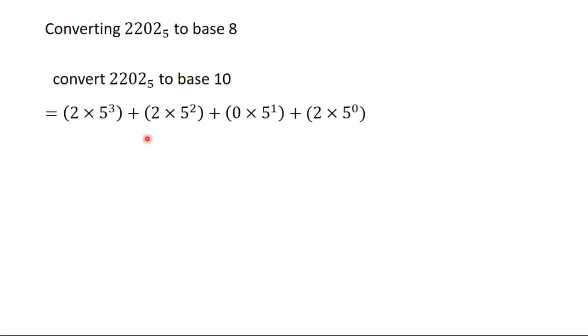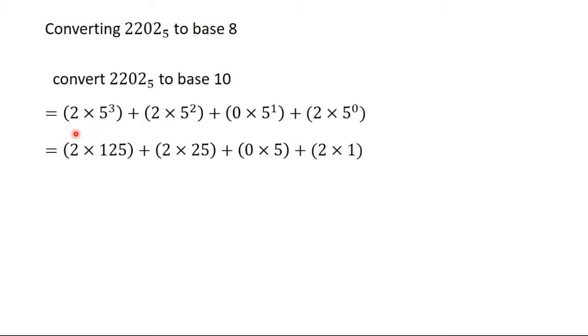We move on to the second one. We convert 2202 base 5 to base 8. In doing that, you first have to convert 2202 base 5 to base 10. And that is going to give us 2 times 5, 2 times 5, 0 times 5, 2 times 5. Then you order the exponents 0, 1, 2, and 3.